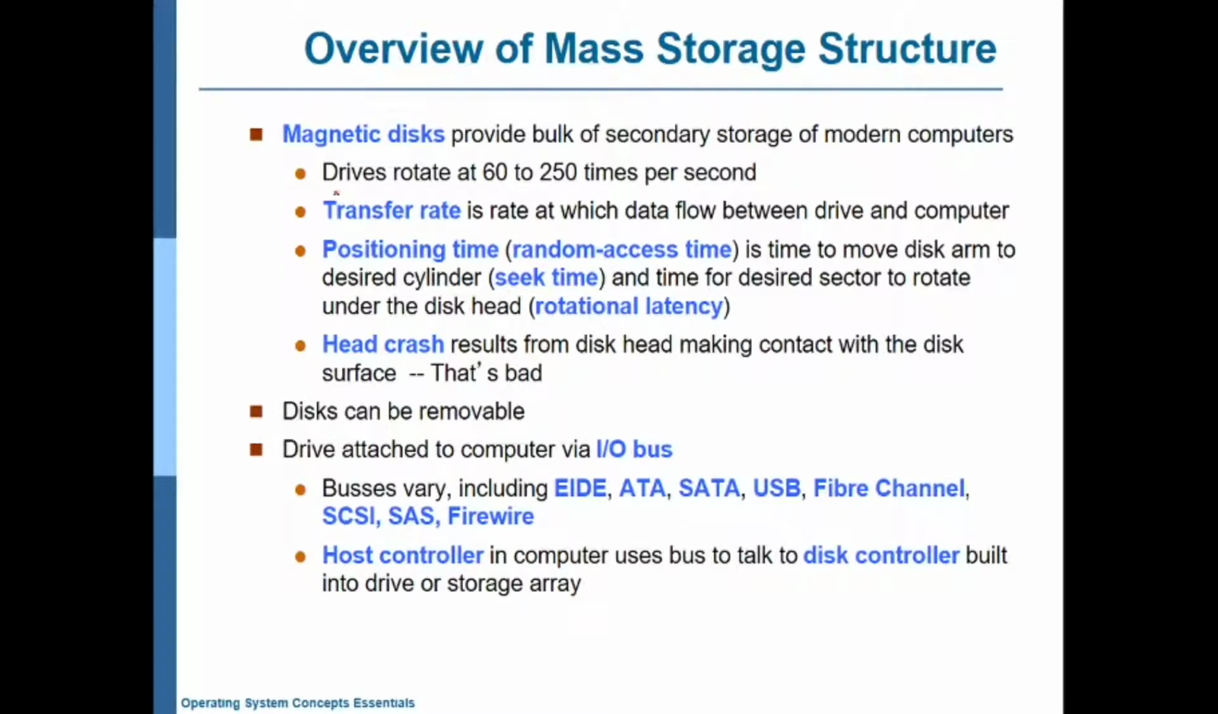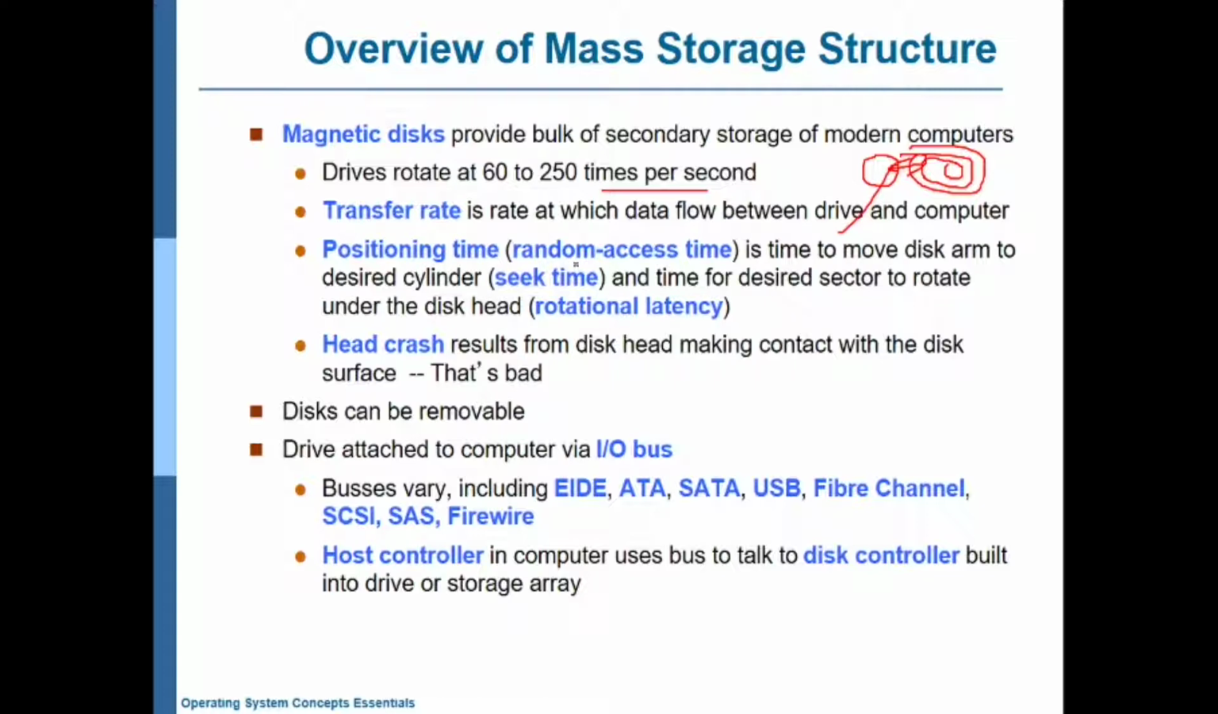The disk rotates at 60 to 250 times per second, depending upon the RPM. Next is the transfer rate. Whatever contents are sent by the user to the secondary storage, the transfer rate is the rate at which data flows between the drive and the computer.